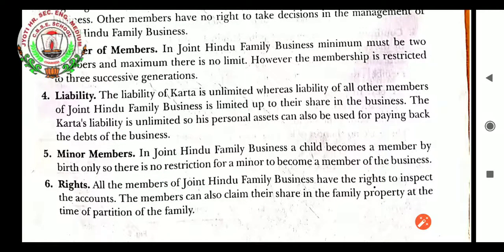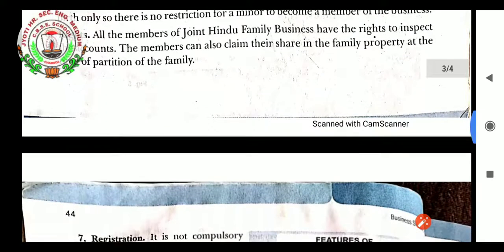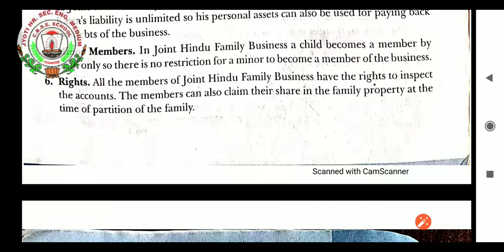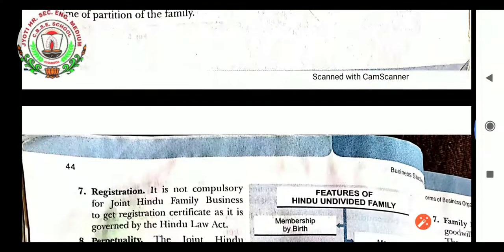Minor members. In joint Hindu family business, a child becomes a member of the business by birth. So here the minor members' role is very important. There is no restriction for a minor member to become a member of the business. Rights. All the members of joint Hindu family business have the right to inspect the accounts. The members can also reclaim their share in the family property at the time of partition of the family. They can claim their share in the family property.